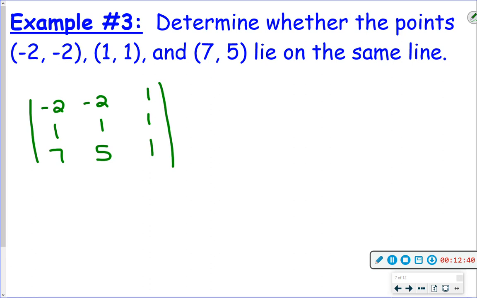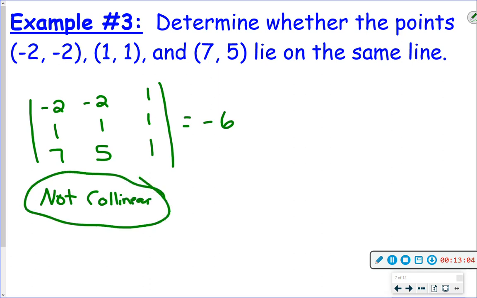All right, what'd you get for your determinant answer? -6. Correct. Final answer. Are the points collinear? Yes or no? Has to equal what if they're collinear? 0. Sure doesn't equal 0. Not collinear. That's all that is, okay?